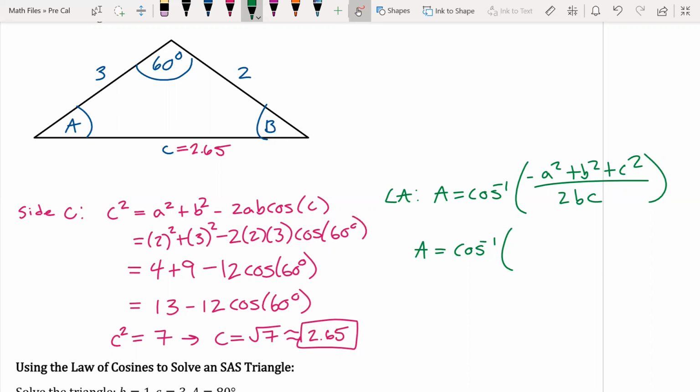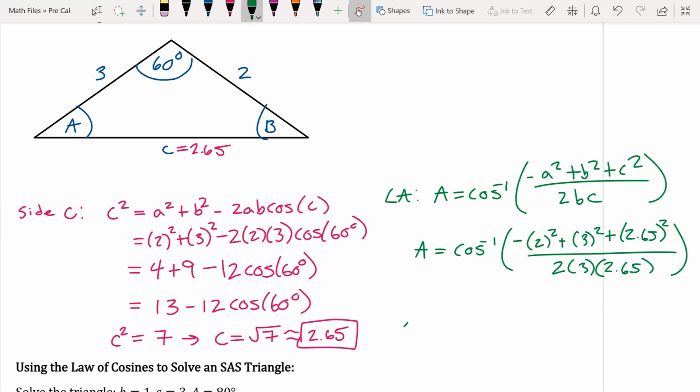So plug in everything we know, and we get negative 2 squared plus B squared plus C squared over 2 times B times C. And of course, if you wanted to make it look nicer, you'd have negative 4 plus 9, and that should give us 7 over, I'm just going to leave that just like that.